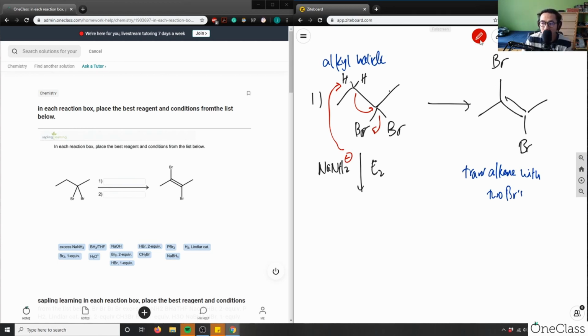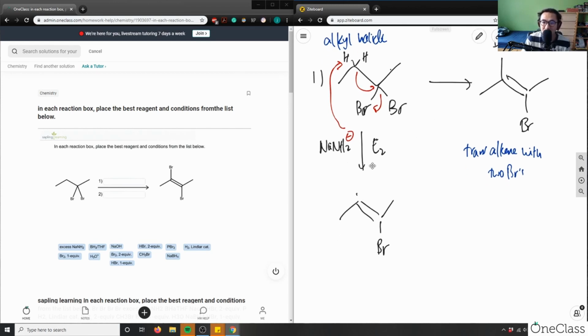And then I am going to form a double bond here. I'm going to form something like this. And it's going to eliminate one of those bromines, right? So I would have a double bond here, and I would get a Br here, right? So I would get this as my secondary product here. And again, this is an E2 reaction, right?